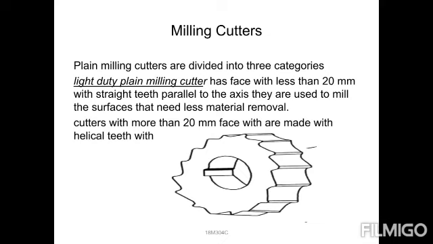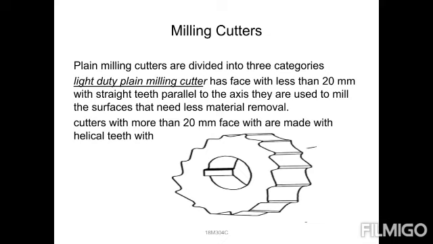Again, these are plain type milling cutters. What we know first is that plain milling cutters are used for milling and machining purposes. Next, the width of the teeth of the plain milling cutter, we can call it slabbing. Plain milling cutters machine surfaces parallel to the axis.